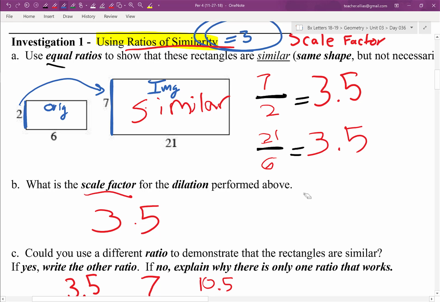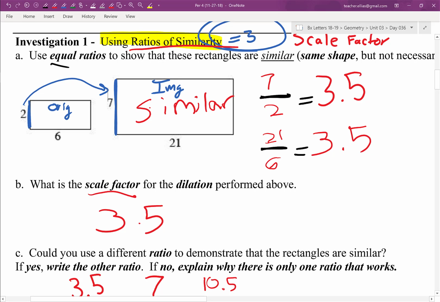So how do we figure out the scale factor? What do you do to figure out scale factor? Divide what though? Everyone in my other class did 6 over 2 and got 3, and then did 21 over 7 and got 3. You're supposed to divide the image over the original, because what we're interested in is similarity.